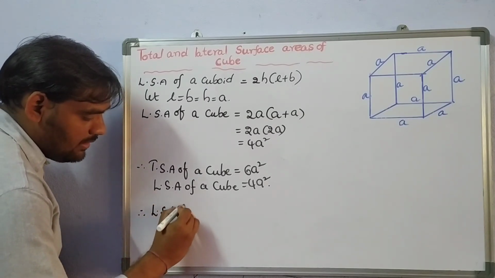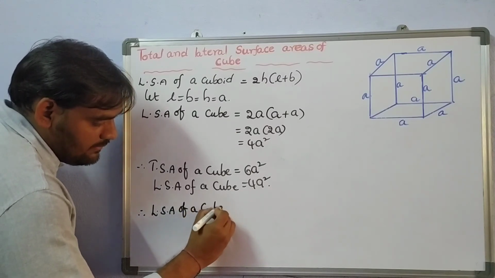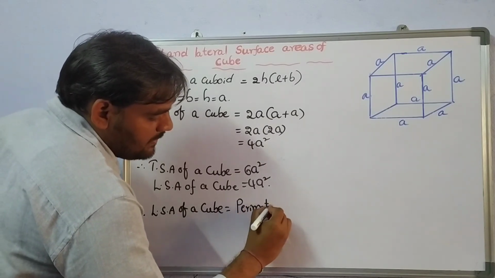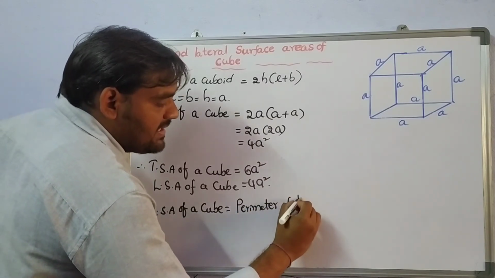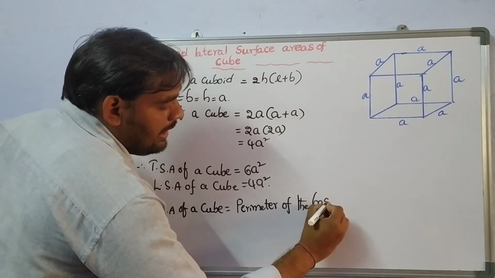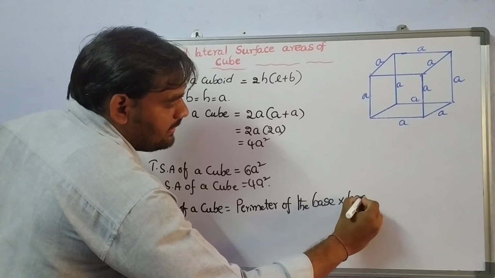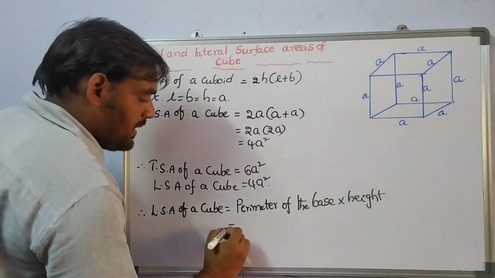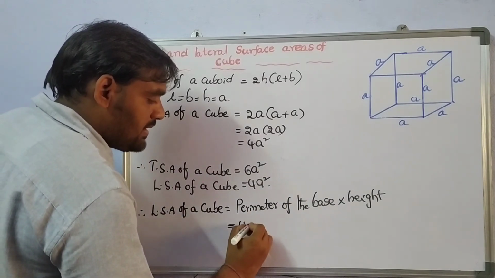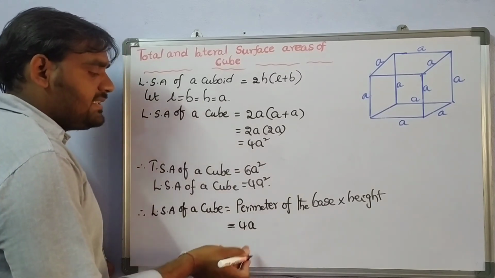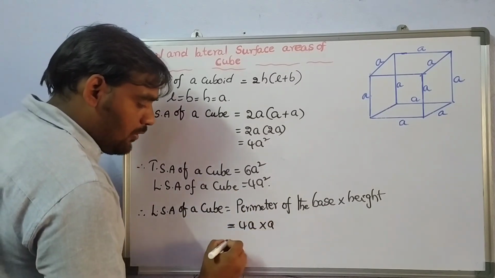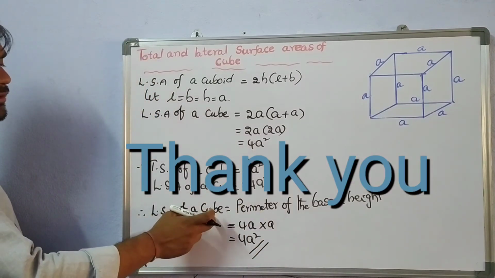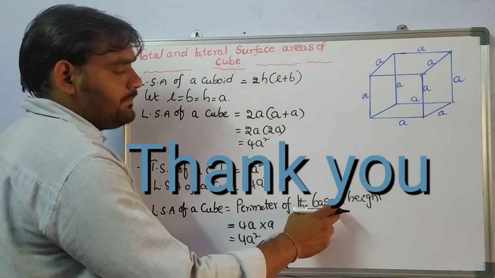Therefore here we can say LSA of a cube is equal to perimeter of the base into height. So what is the perimeter of the base? The base is in the shape of a square. So what is the perimeter? 4 into side, but the side is here a, so 4a into a, 4a square. So this is also an important condition: lateral surface area of a cube is equal to perimeter of the base into height.